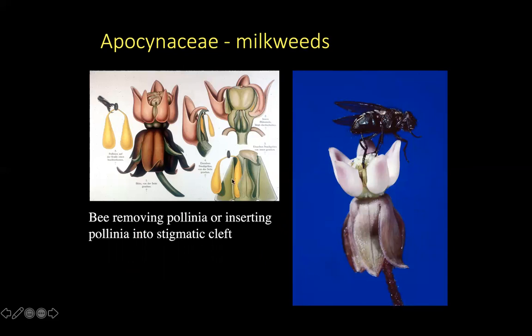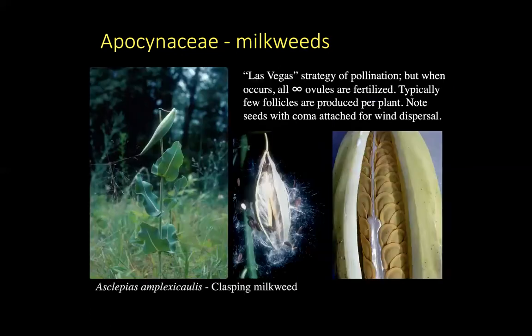And when it goes to another flower, it inserts it into literally a slot. It reminds me of putting, again, a coin into a vending machine. This thing just has to go into this very specific stigmatic cleft to adhere. This is crazy. Apparently it works very well. There are many species of milkweeds worldwide. It's pretty darn risky. The chances of that happening seem pretty low.